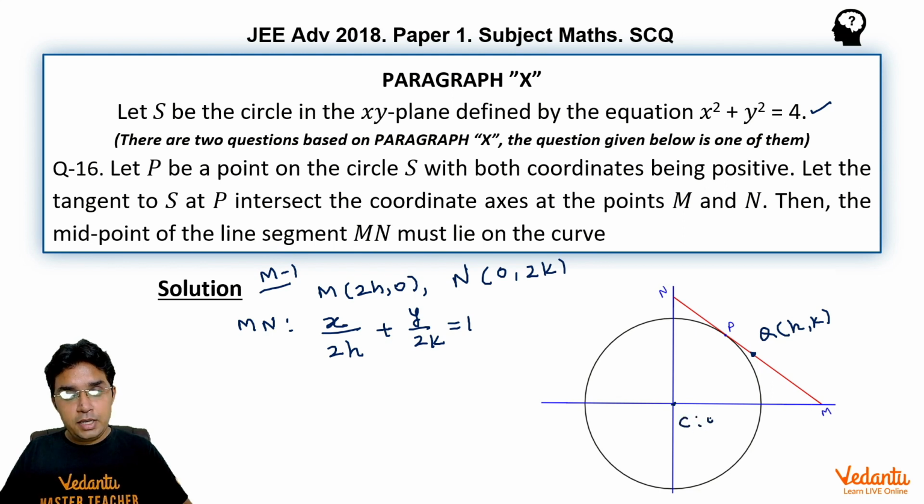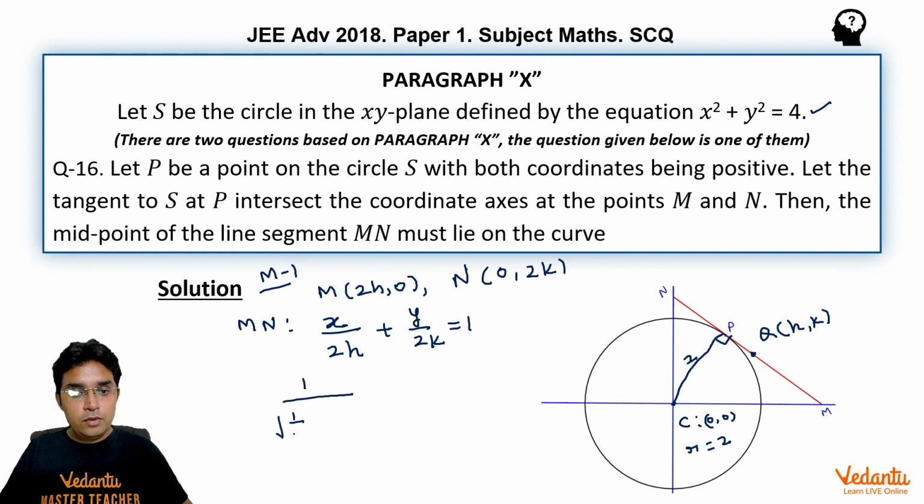Now this line is tangent to this circle whose center is at the origin and radius is 2. Which means the perpendicular drawn from the center C to the line should be equal to the radius, which is nothing but 2. Using the formula of perpendicular distance from a point, it will become 1 upon root over 1 upon 4h square plus 1 upon 4k square, and this will be equal to 2. If we do the cross multiplication, we will get root over 1 upon h square plus 1 upon k square is equal to 1.